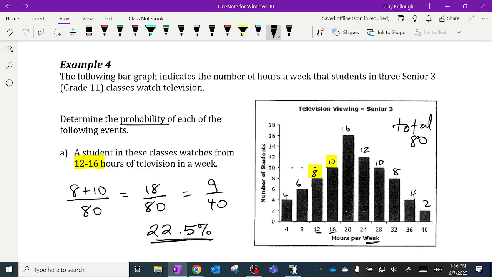And then if a politician's looking at this data: quick, get me on the news so I can complain about it so people will vote for me. 22.5% of our teenage population watches TV 12 to 16 hours a week. That's too much. They should be out doing wholesome things like catching frogs.